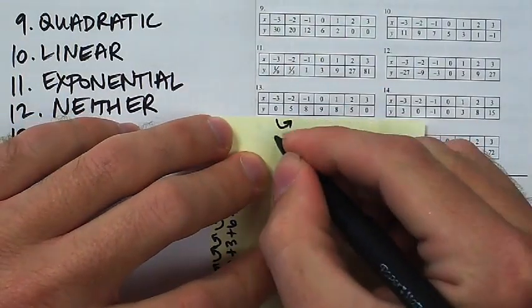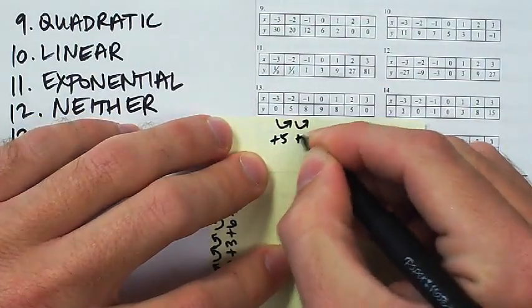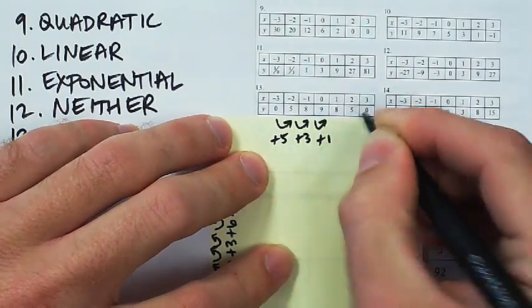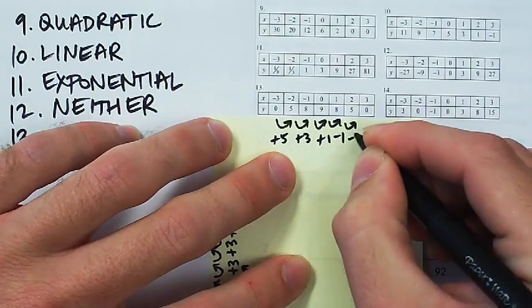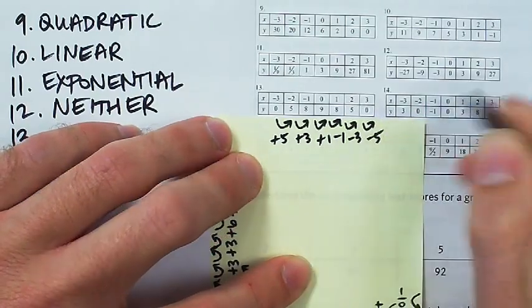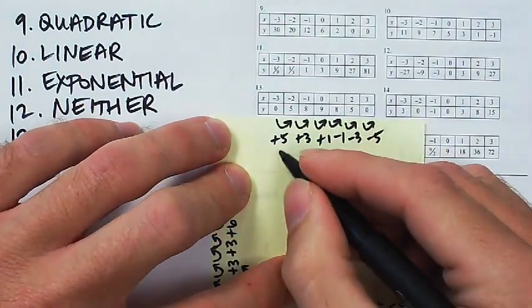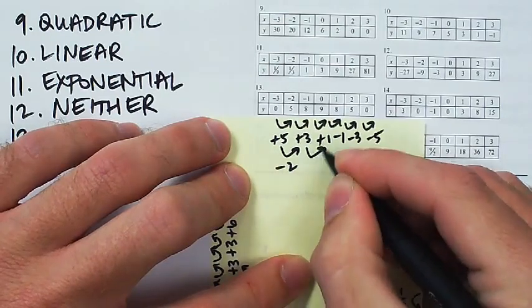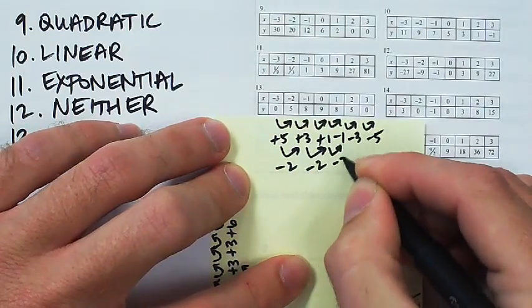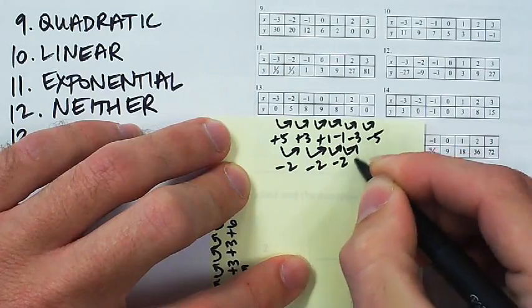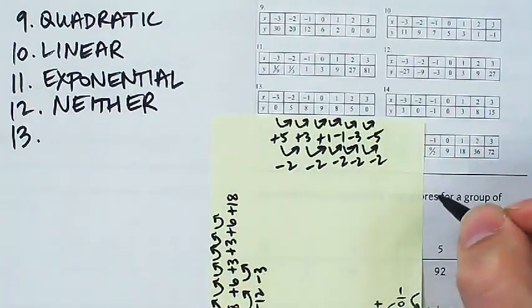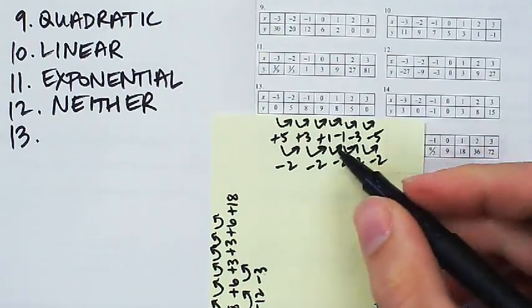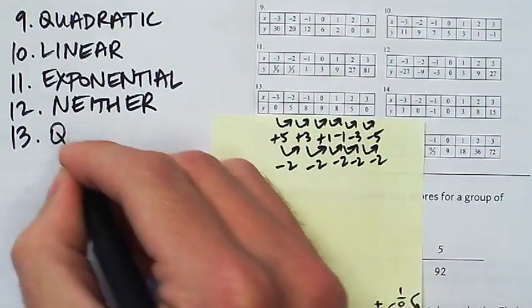So I went up by 5, up by 3, up by 1. Okay, this is actually looking pretty good. Down by 1, down by 3, down by 5. This one is going to be quadratic because here I see a decrease of 2 in all of these. Whoops, missed one. And this table is just crammed these in too small of an area. Okay, so I see a constant second difference on number 13, so that's going to be quadratic.